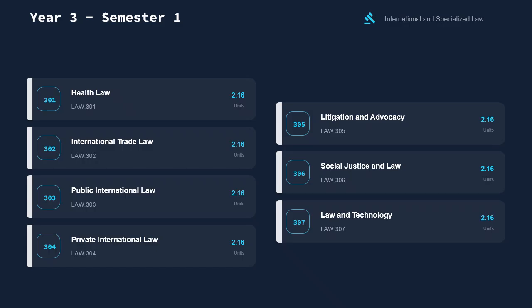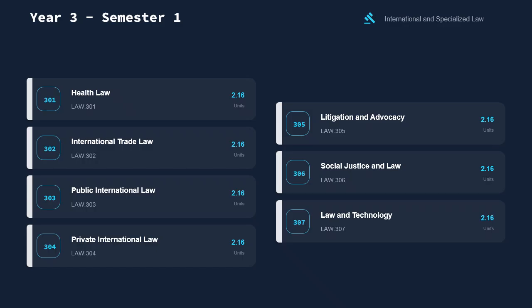Real-life example: the Uruguay Round, 1986 to 1994, expanded trade rules to include services, GATS, intellectual property, TRIPS, and agriculture. This created a comprehensive legal framework. The WTO's dispute settlement body has adjudicated hundreds of cases, such as U.S. Shrimp, 1998, where environmental restrictions were challenged as trade barriers.